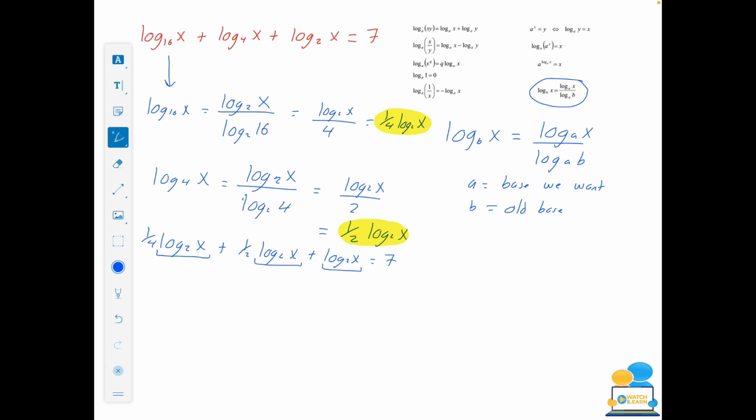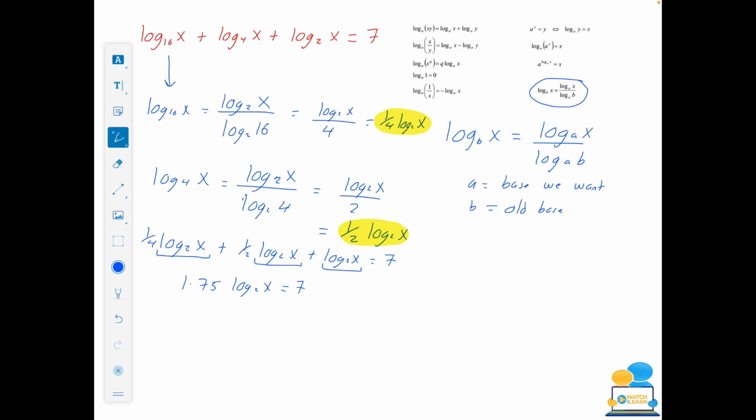Okay, so what do we notice about this question? This is a log to base 2 of x, this is log to base 2 of x, and this is log to base 2 of x. So we have a quarter log to base 2 of x, a half log to base 2 of x, and 1 log to base 2 of x. Because they're all the same thing, we can add them together. So a quarter plus a half plus 1 is 1.75. So we have 1.75 log to base 2 of x is equal to 7.